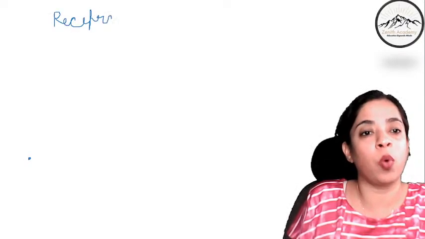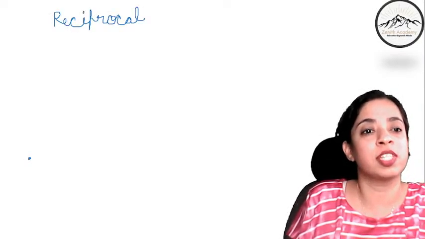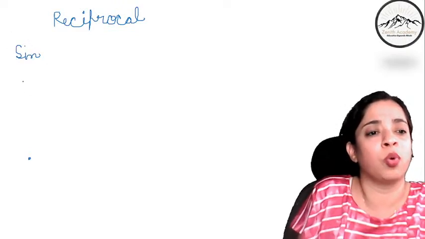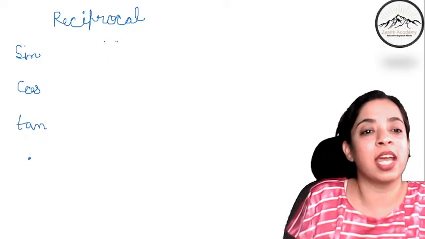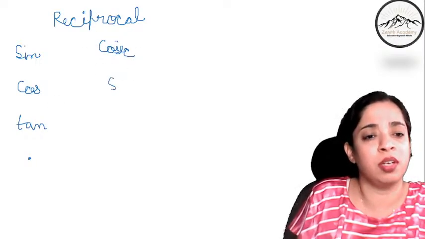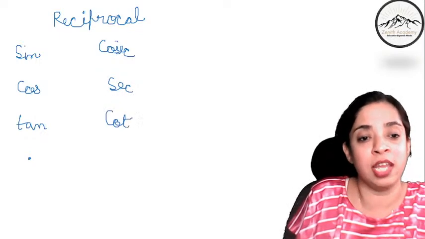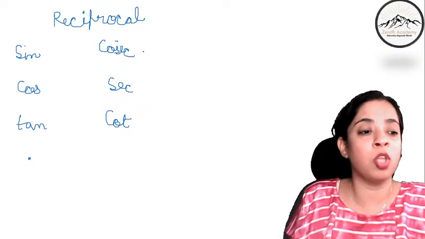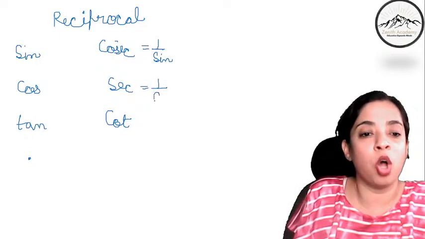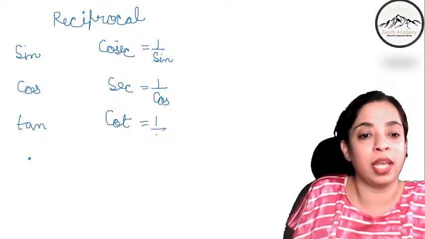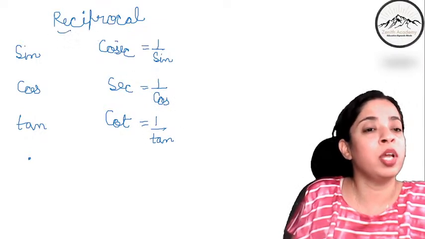So I'm again repeating the reciprocal and complementary relationship. In reciprocal, what was the relationship? Remember, sine, cos, tan, then cosec, sec, cot. These are the six relations we remember. If you remember the order, it's best. So cosec is 1 by sine, sec is 1 by cos, and cot is 1 by tan. Reciprocal is very clear to you.